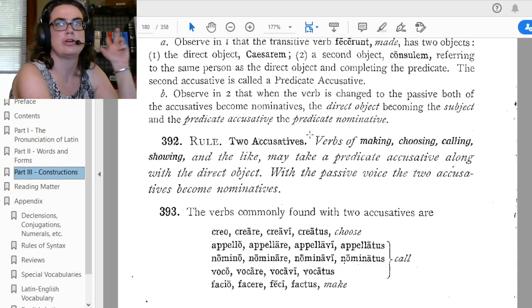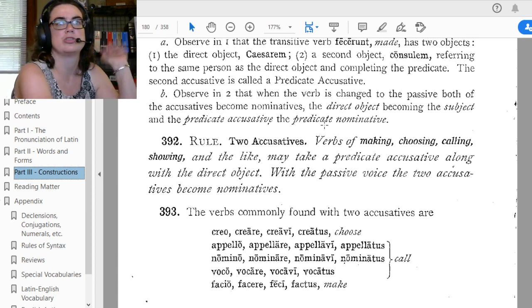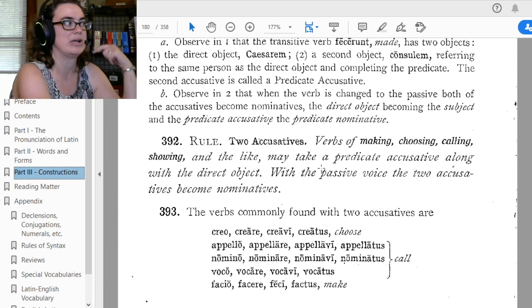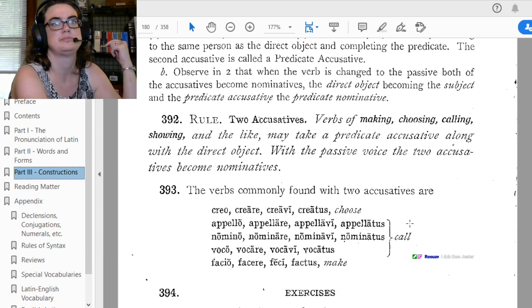So the rule, when you have these two accusative verbs of making, choosing, calling, showing, and the like, may take a predicate accusative along with the direct object. A way to backwards think about it: in the passive voice, the two accusatives would be nominative. So-and-so is chosen as something. Those would both be nominative. So-and-so is made consul, both nominative.